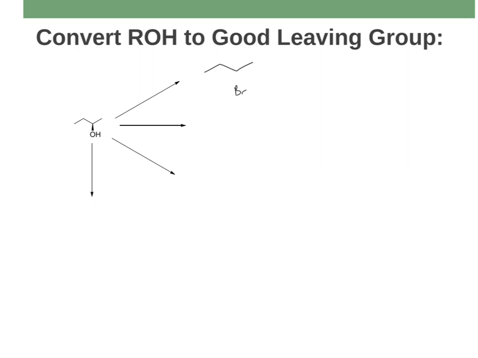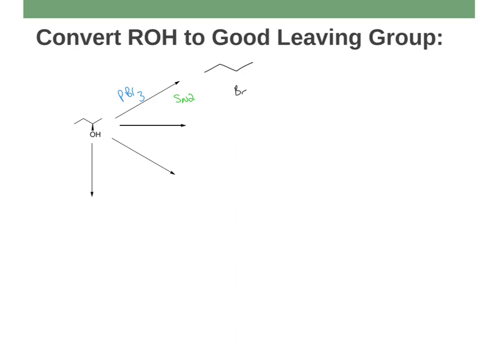I can turn the OH into a bromine by adding a reagent called PBr3. If you add PBr3, you're more or less just going to replace that OH with the bromine. And as a side note, this goes through an SN2 mechanism. I'm not going to show it right here. You can ask me about it during office hours or after class. But it goes through an SN2 type mechanism.